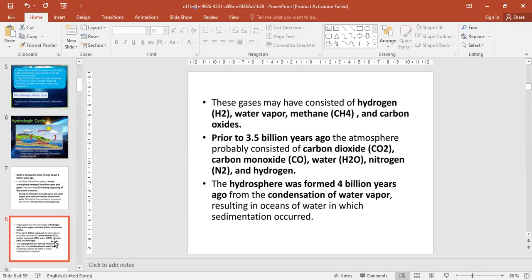So the atmosphere was formed 4 billion years ago from the condensation of water vapor, resulting in oceans of water in which sedimentation occurs. You must have heard, I don't know if you have been taught about rocks already, about igneous, metamorphic, and sedimentary rock. But that's not the case here.